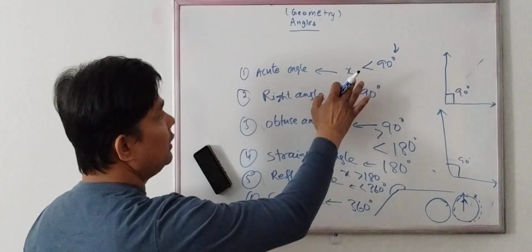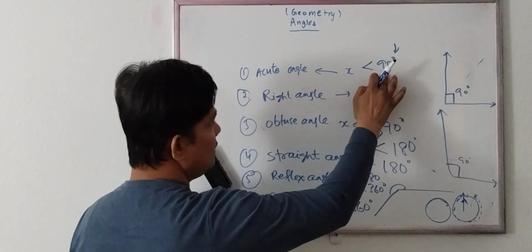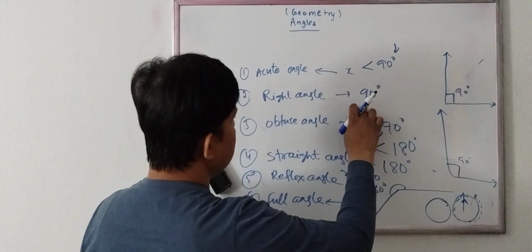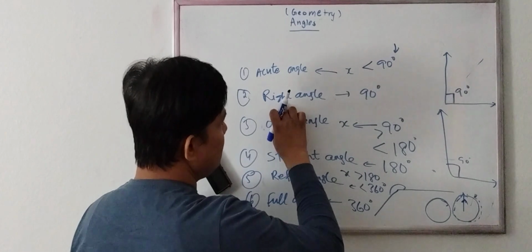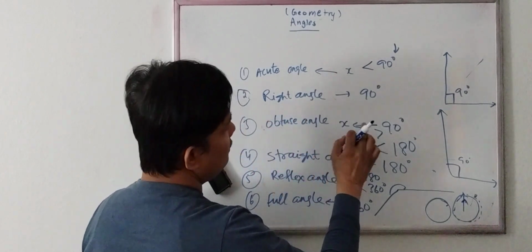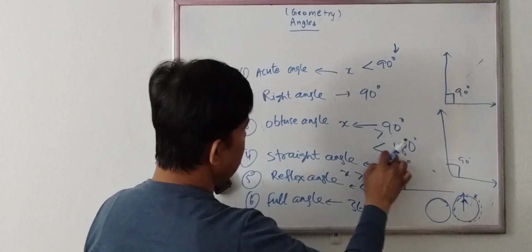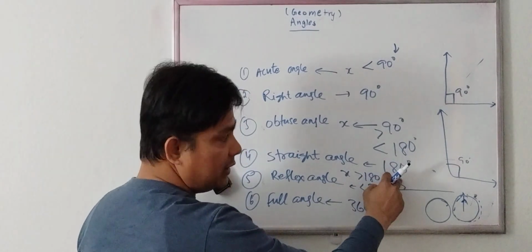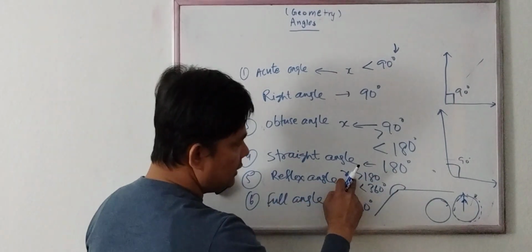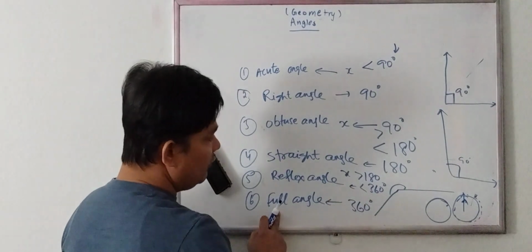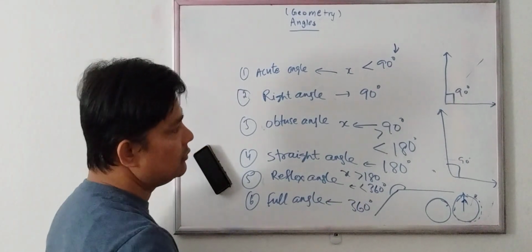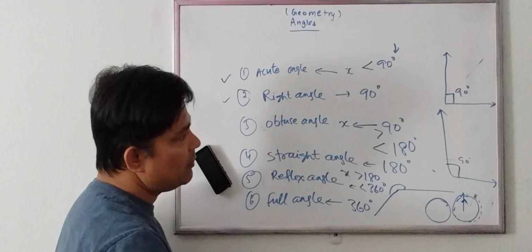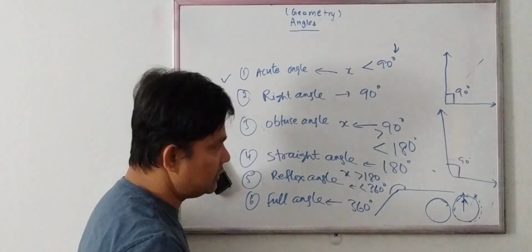Okay, so an angle less than 90 degree is acute angle, and angle equal to 90 degree is right angle. Any angle greater than 90 degree and less than 180 degree is obtuse angle. Straight angle is 180 degree. Reflex angle is greater than 180 and less than 360, and full angle is equal to 360. So these are the values of these angles, and we saw them using the lines.